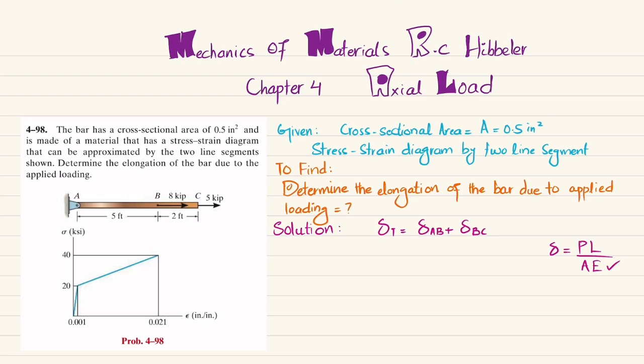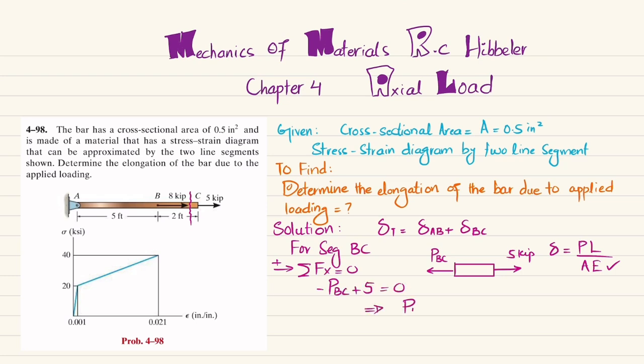The first step is to cut member BC. For segment BC, I cut it and draw the free body diagram. This is member BC. At this end we have a 5 kips load, and in order to balance it we have this load PBC. By using the equation of equilibrium, the sum of all forces along the x direction must be equal to 0, with force toward the right side taken as positive. So minus PBC plus 5 is equal to 0. From here we get PBC equal to 5 kip.